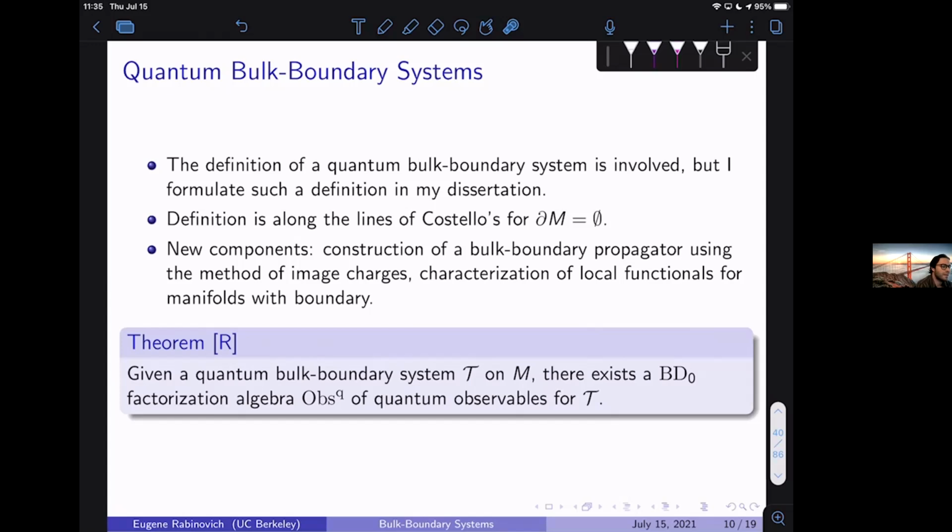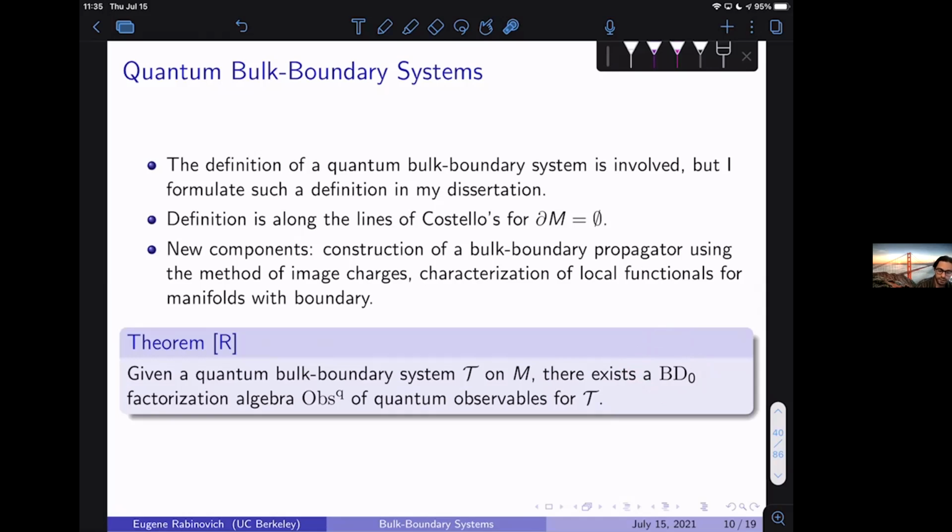So the main theorem of my dissertation is that if you make this definition of quantum bulk boundary system, you have a factorization algebra of quantum observables for T. And it's a factorization algebra. Actually, this probably requires a bit more work, but it's expected to be a BD0, Beilinson-Drinfeld factorization algebra, which means it lives in the quantum equivalent of shifted Poisson algebras.